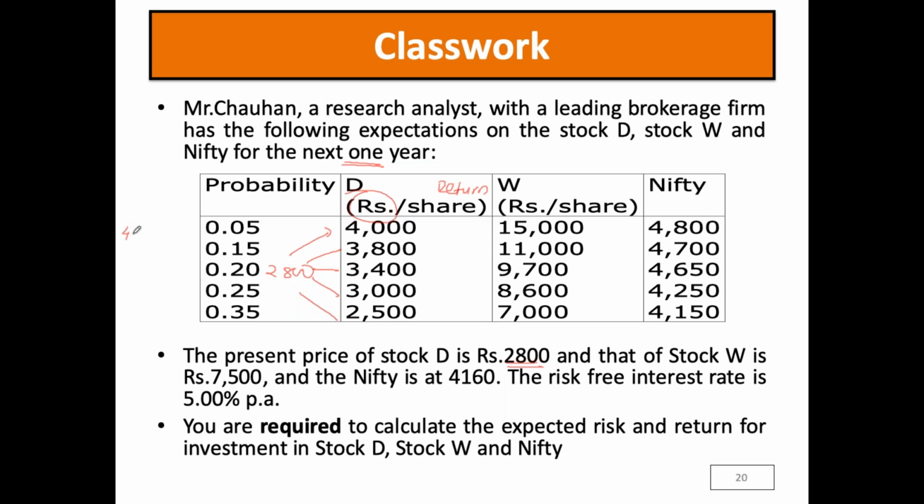So 4000 minus 2800 divided by 2800 into 100. Now let me know how much is that return quickly. We are definitely not solving the entire question. I'll teach you the input, then you can solve it. It's 42.8%. That is the return. 42.8% is the return. Correct. Now second, if price is 3800, then how much is my return?